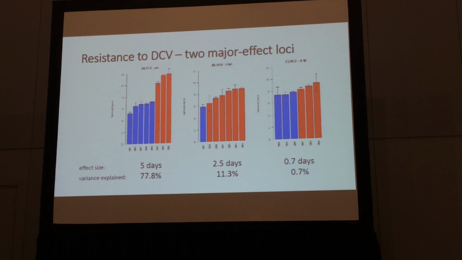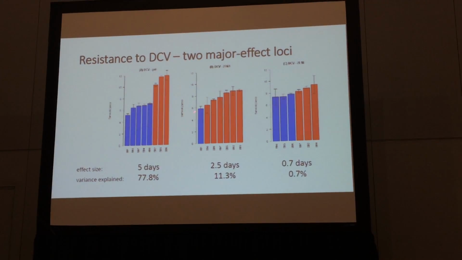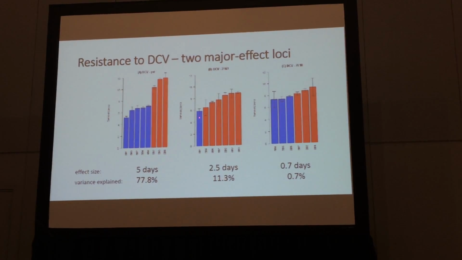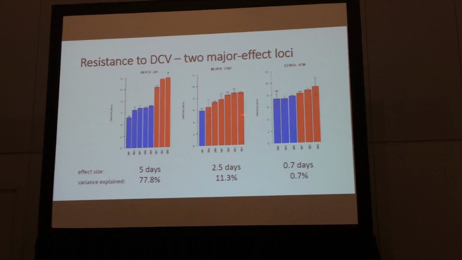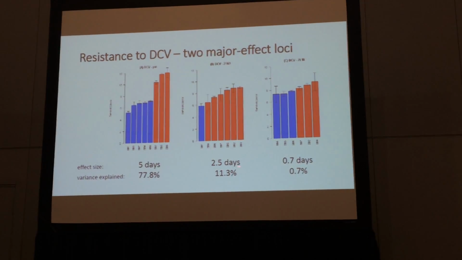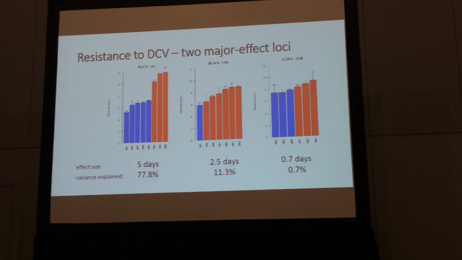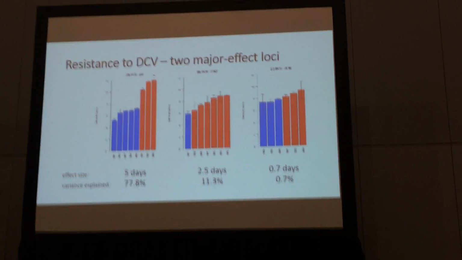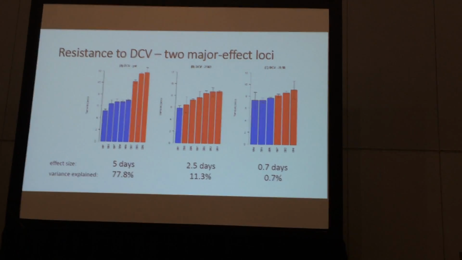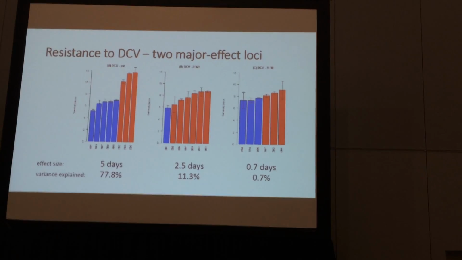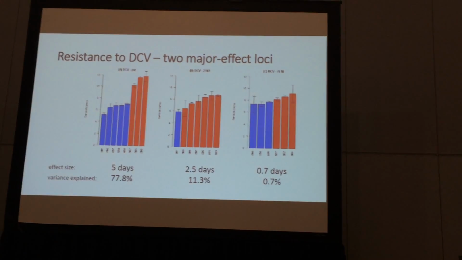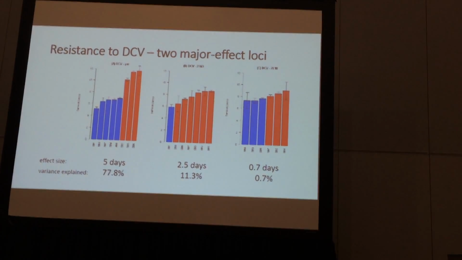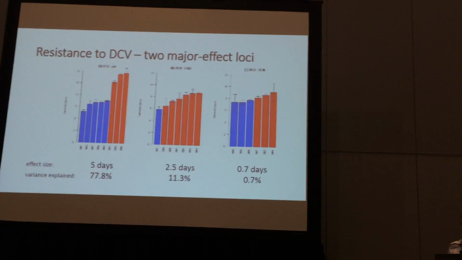We did the same for the other 2 QTLs. For this second QTL, we have just one allele that is susceptible, and all the others have the resistant alleles. The effect size of this was 2.5 days, and it explains 11% of the variation. Together, these 3 QTLs explain more than 90% of the genetic variation in the population, and we can conclude that resistance to DCV has a very simple genetic architecture. It works in a near Mendelian way, with 2 major effect alleles that explain a lot of the genetic variation.